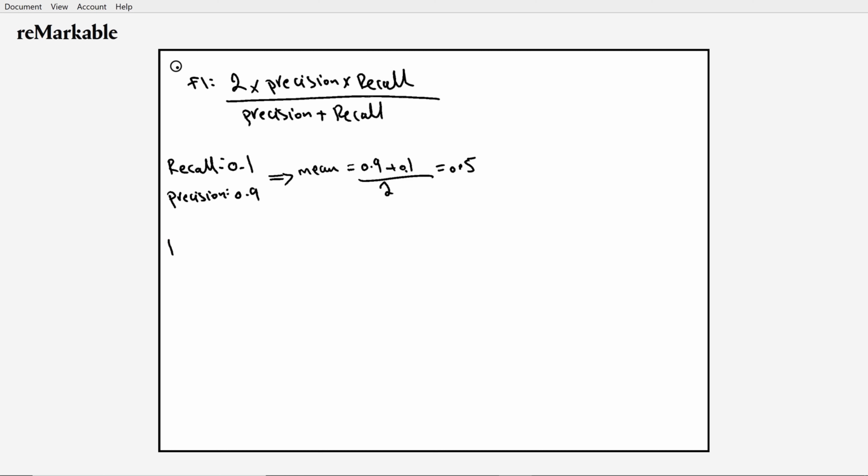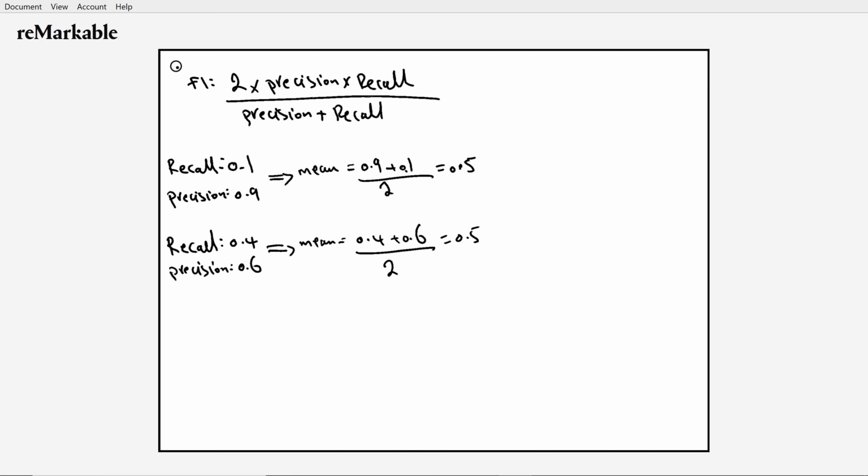I have a different model, and my model has a recall of 0.4 and a precision of 0.6. Now again, if I compute the mean, this is going to be 0.4 plus 0.6 divided by 2, because I have two numbers. I'm computing the average of two numbers. And again, this is 1 over 2, which is 50%. And this is the problem.